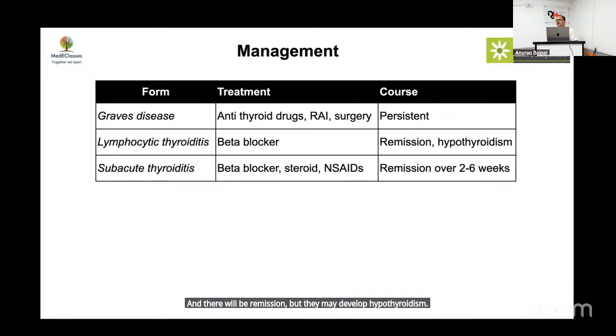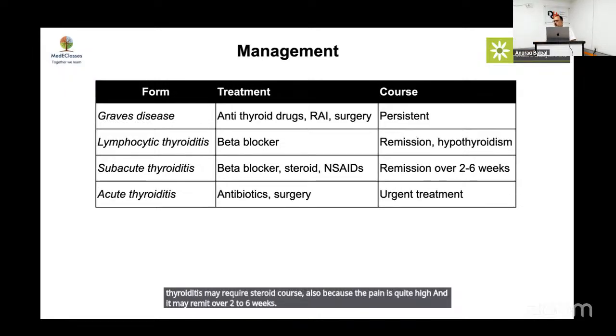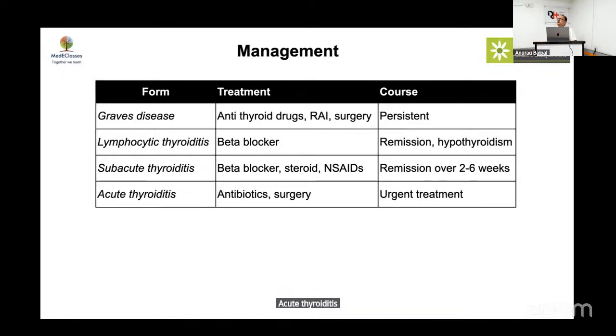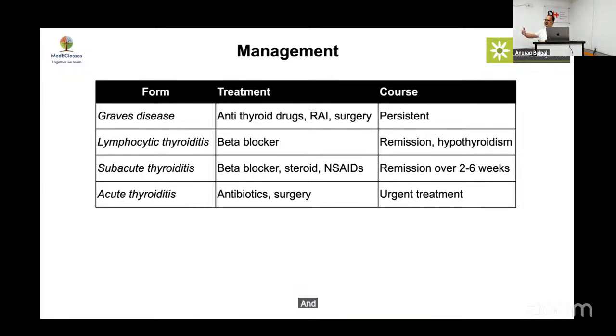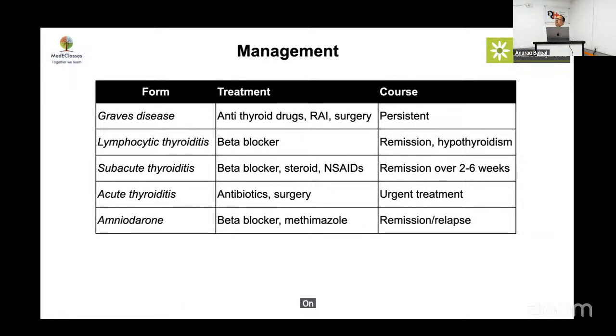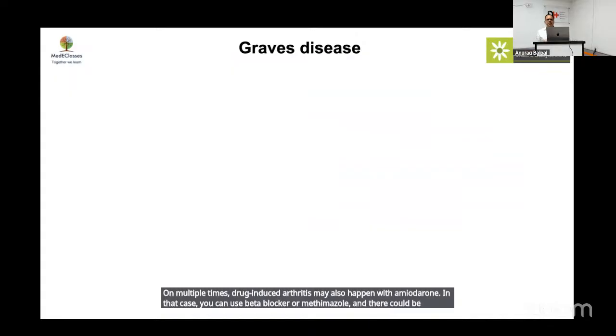Subacute thyroiditis may require a steroid course also because the pain is quite high, and it may remit over 2 to 6 weeks. Acute thyroiditis, as Arapan said, could be a marker of a sinus, a connection between the thyroid and the gastrointestinal tract, the piriform sinus. And this needs an excision, because otherwise they will again develop these abscesses multiple times. Drug-induced thyroiditis may also happen with amiodarone. In that case, you can use beta blocker or methimazole, and there could be remission or relapse in that perspective.